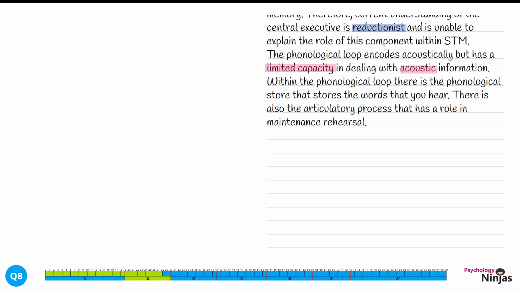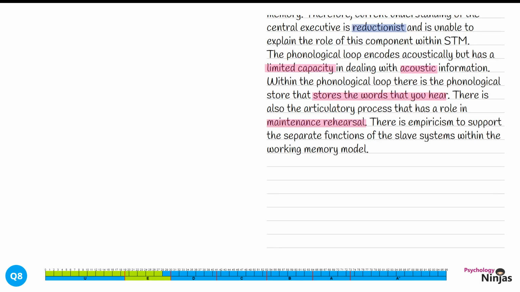It's also critical that we talk about the difference between the subcomponents and that one stores the words that you hear whilst the articulatory process has a role in maintenance rehearsal. We're then going to evaluate this particular store. There is empiricism to support the separate functions of the slave systems within the working memory model. We've shown our psychological knowledge here by talking about the word empiricism, evidence to support a theory, making this more scientific. We're then going to explain our evidence.